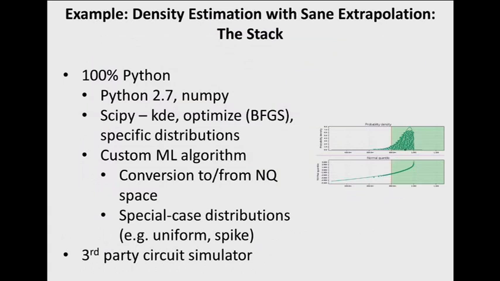So engineers like that. What's the stack? Python 2.7, NumPy. We use some SciPy stuff. SciPy has kernel density estimation, and it's got quite a lot of optimized functions. So we use the BFGS one, which is a second order Hessian approach that's really nice, really fast. And some other specific distributions too, like the Weibull and the Rayleigh and stuff. And then the custom ML algorithm is simply a conversion to and from NQ space. And the special case distributions, things like we wanted to fit sometimes to a uniform, right?